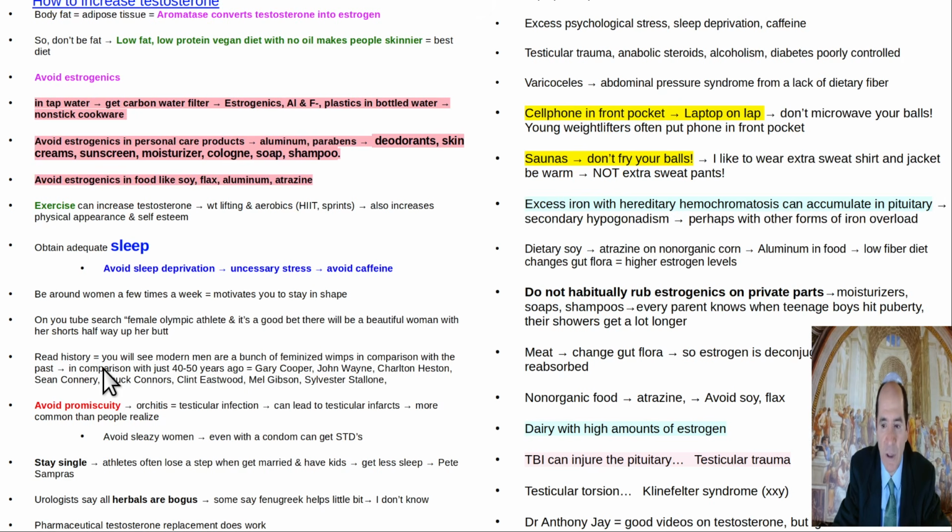Okay, if you just watch TV in the United States, like when I was growing up, I'm an old man, 63 years old, okay? 40, 50 years ago when I was a kid growing up, there were all these macho men: Gary Cooper, John Wayne, Charlton Heston, Sean Connery, Chuck Connors, Clint Eastwood, Mel Gibson, Sylvester Stallone. I mean, that was just normal to watch all that stuff.